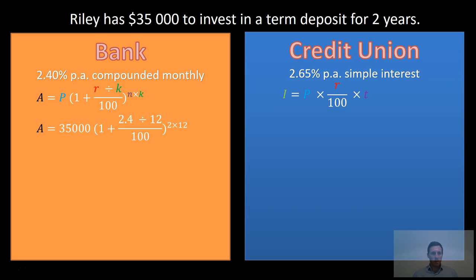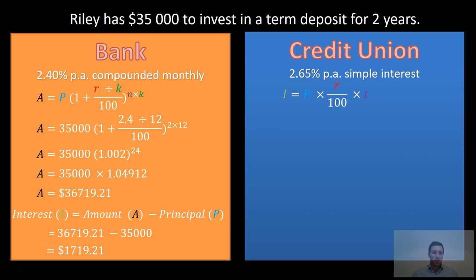First, we're going to look at the bank. We have $35,000 principal, 2.4% interest rate. The compounding periods is 12 for 12 months in a year. And the number of years, N, is 2. We substitute those numbers into our formula and we calculate. So we can simplify it and we get the final value of the investment is $36,719.21. To work out the interest, we need to take away the principal from the final value. And we get the interest earned at the bank would be $1,719.21.